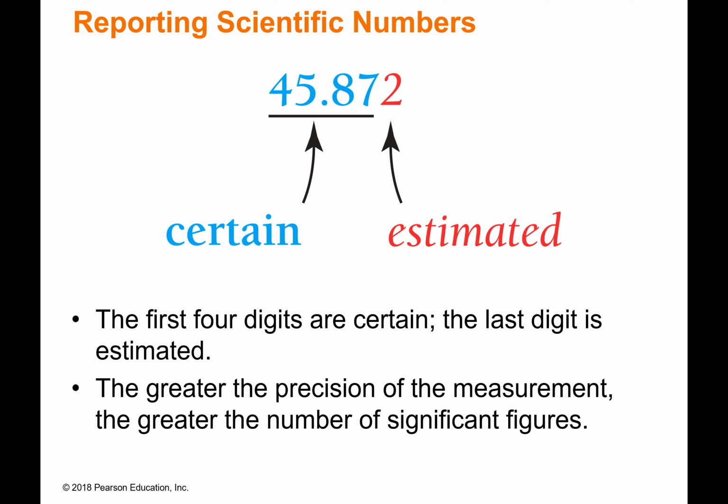Firstly, we're going to talk about reporting scientific numbers. What you see here is a number, 45.872. There are some blue digits and a single red digit, I should say. You see the words certain and estimated. It's telling you that the first 4 digits in this measurement are certain digits, and this last digit, the red digit, is estimated.